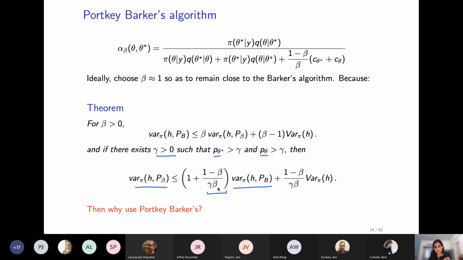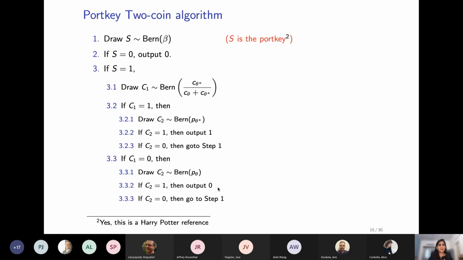So all of this seems to be negative, in the sense that then why use Portkey Barker's at all, right? And the reason is it brings a level of robustness into the corresponding Bernoulli factory, that really makes this practically extremely useful. So let's take a look at the equivalent Portkey two-coin algorithm, and you'll understand, if you're a Potterhead, why this is called the Portkey algorithm.